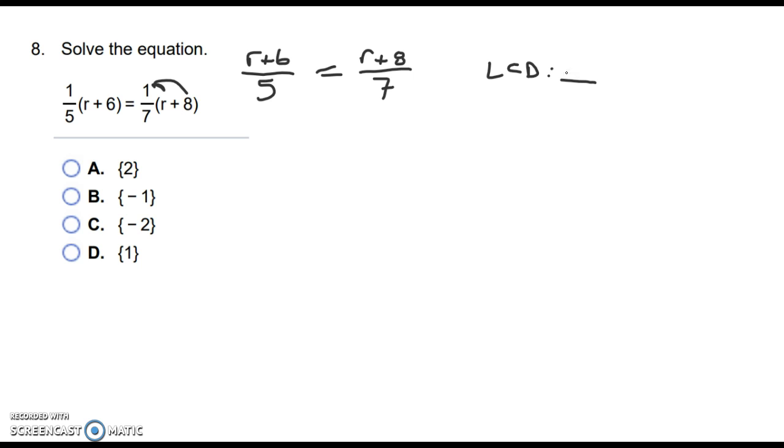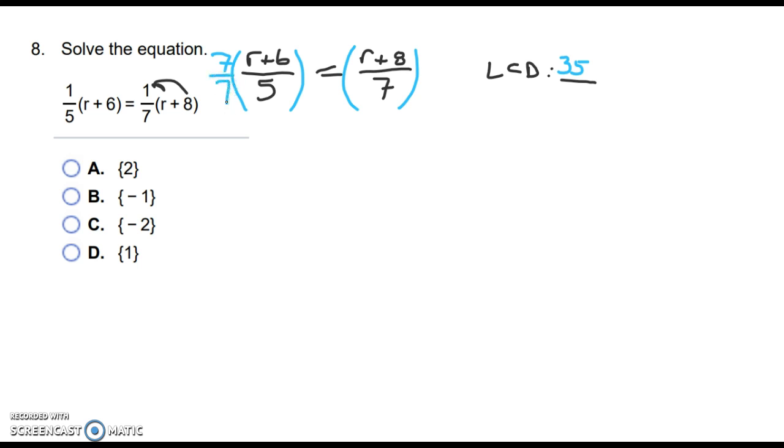From there you want to come up with your LCD between 5 and 7. That means you're thinking of a number that 5 and 7 can both multiply to. And the LCD you can come up with is 35. So you're going to multiply the fraction by whatever it takes to make 35 on the denominator. So if you have 5 and you want 35, you're going to have to multiply this one by 7.